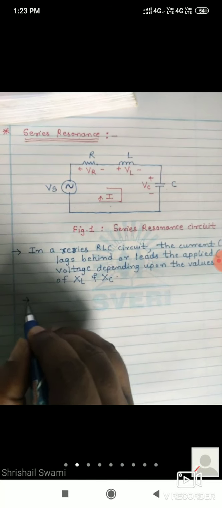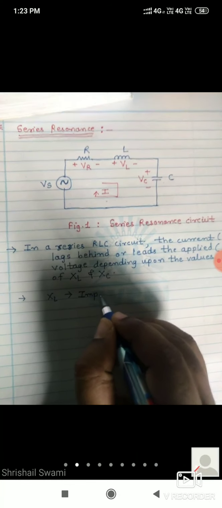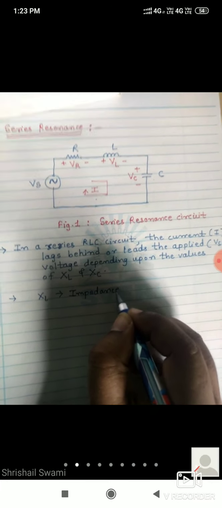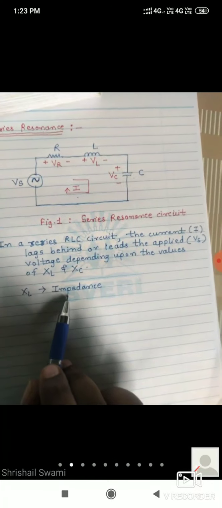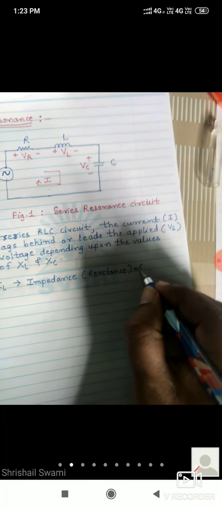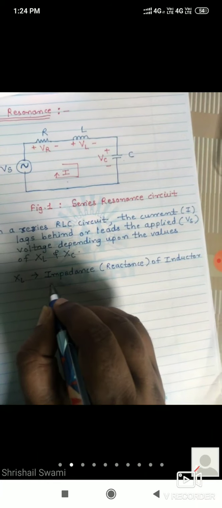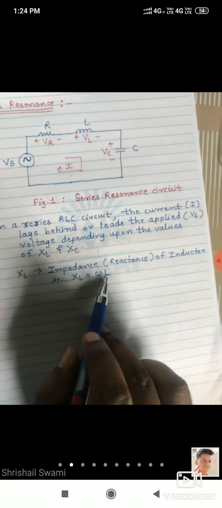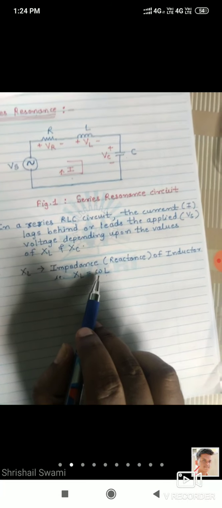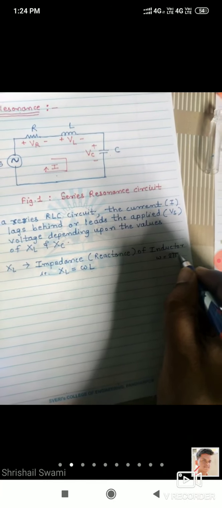So what do you mean by XL here? XL is impedance or reactance. Just as R is for resistance, what do we call it for the inductor and capacitor? Impedance. So the reactance of the inductor, that is XL, is equal to omega L, where L is the value of the inductor and omega is the angular frequency. What is omega? Omega is equal to 2 pi f.